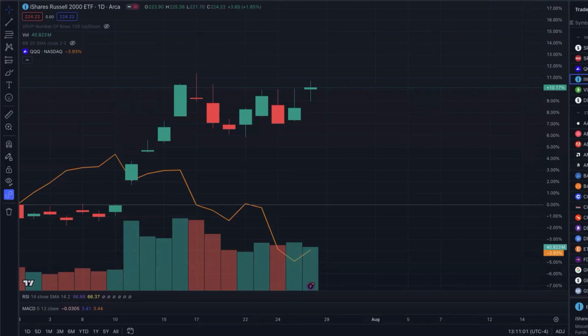So not only are we seeing this in individual sectors, but we're also seeing this in a broad section of the market, going back to our chart here on the IWM versus the QQQ.